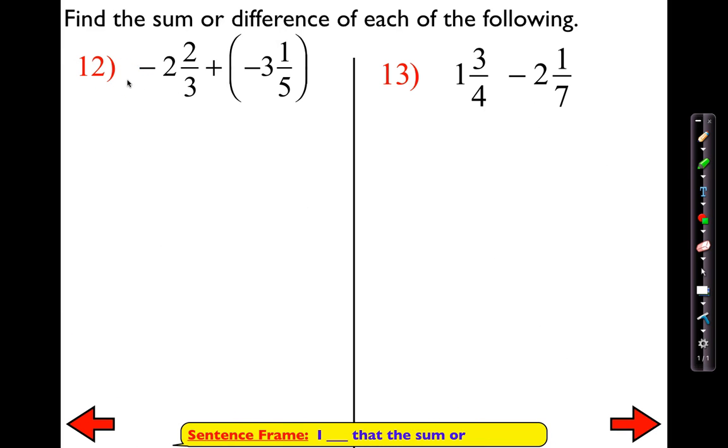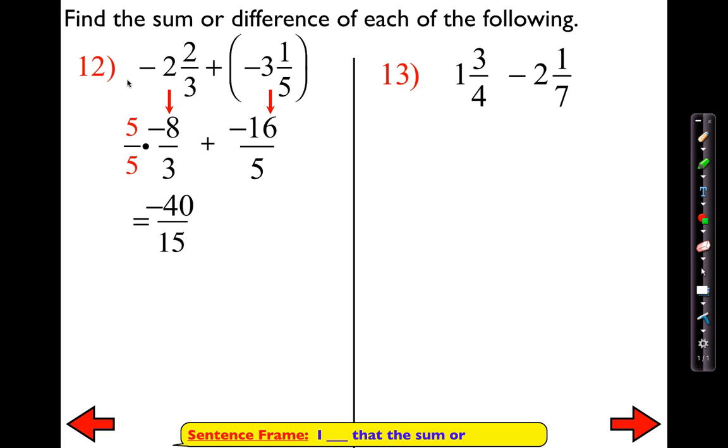So at this point, I'd like you to go ahead and try numbers 12 and 13 by yourself. Okay, so let's see how well we did. For number 12, first you hopefully turn it into improper fractions. Okay, now from here we need a common denominator, which would have been 15. So you'd have to multiply and give us a new fraction of negative 40 over 15. And here we would get negative 48 over 15.